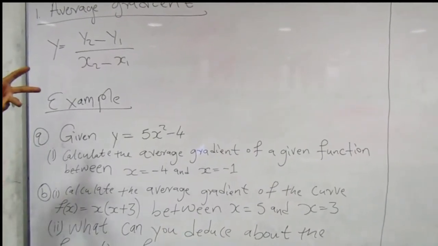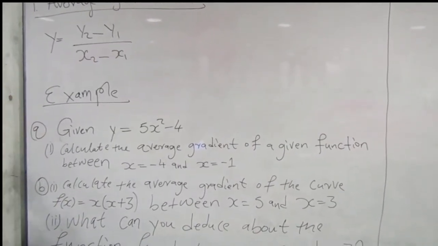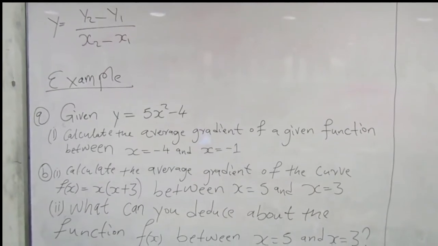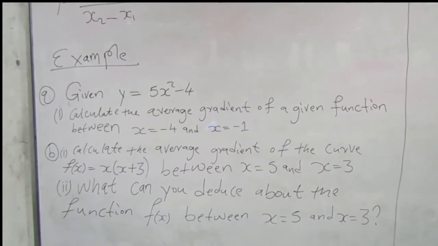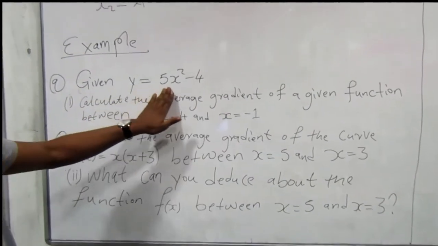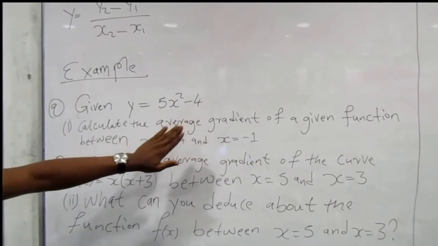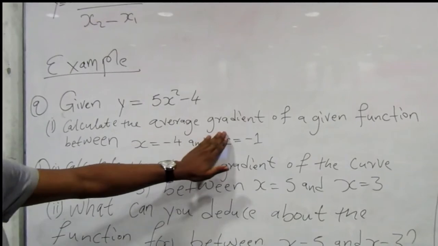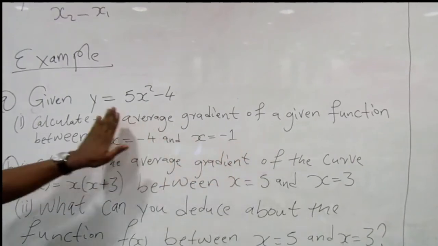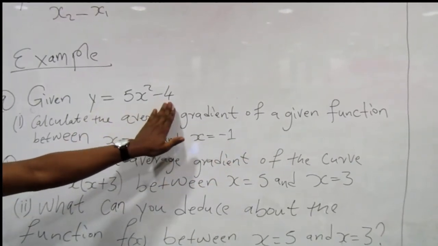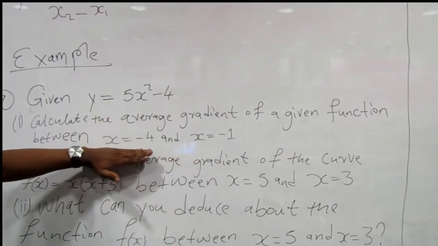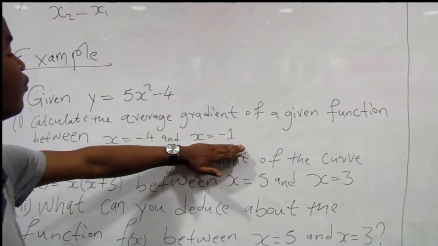I cannot explain more about it, but I'm going to do an example to show you how this formula works. In this example we are given two questions. The first one says, given y is equal to 5x squared minus 4, calculate the average gradient of the given function, which is y equals 5x squared minus 4, between x equals -4 and x equals -1.